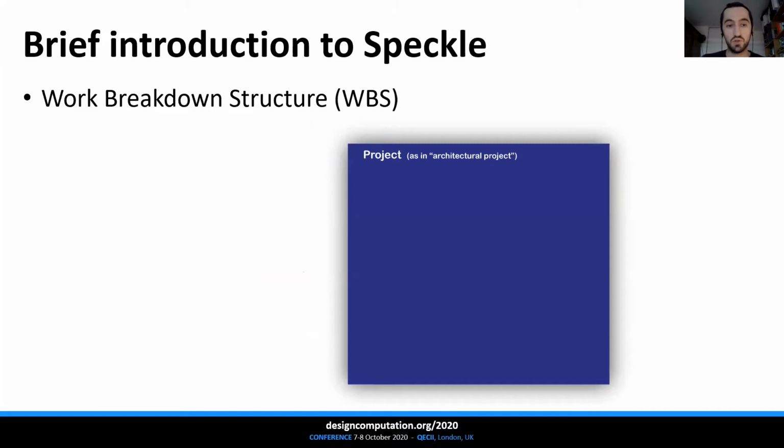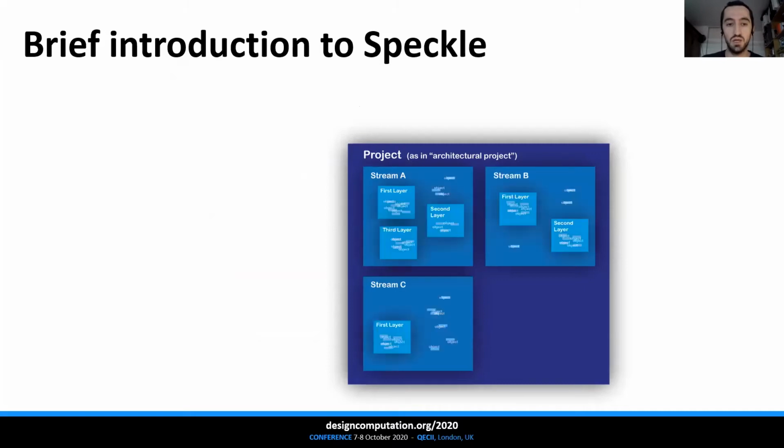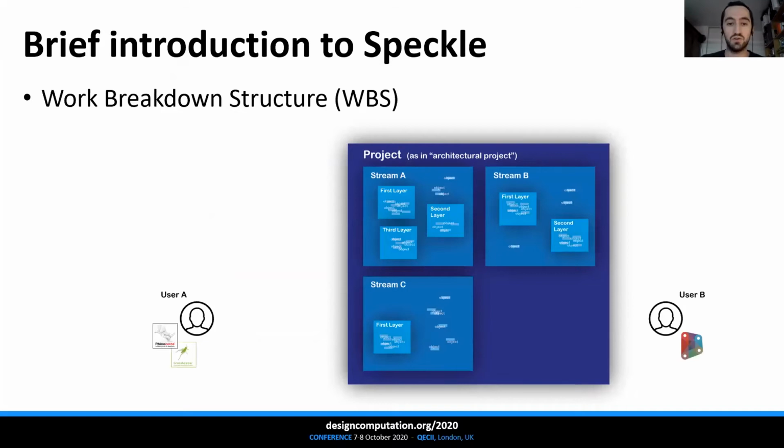Regarding the work breakdown structure, the main space is the project space. Inside you have different streams. And then in these streams, you can have different layers. And these layers can contain different objects. Now, let's say we have two users, user A that works with Rhino and Grasshopper, and user B that works with Dynamo, the usual suspects.